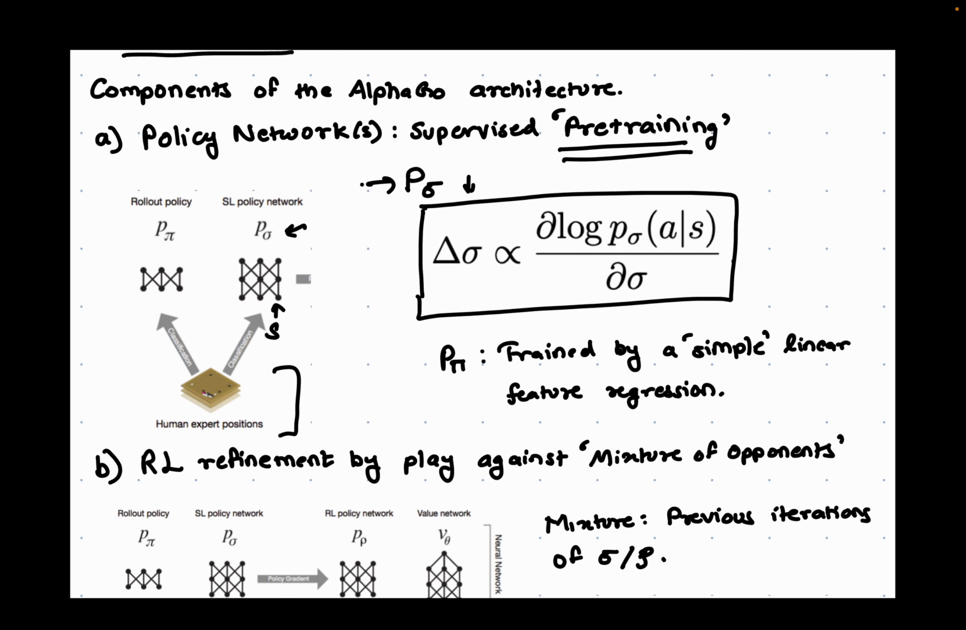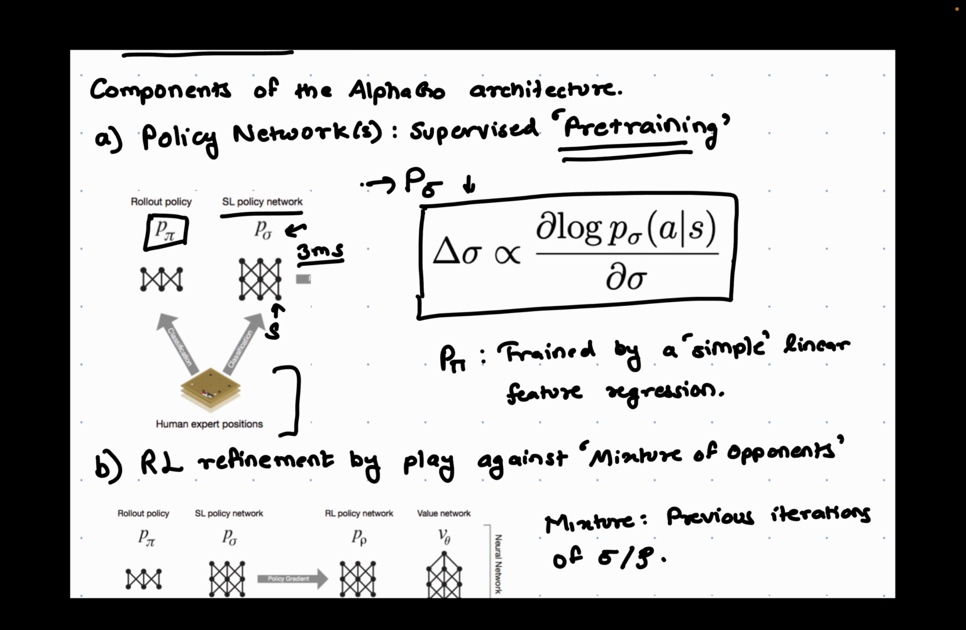Now there is another special policy, P pi, which is called a rollout policy. Since this P sigma policy is a neural network, it takes some time to execute. It takes about 3 microseconds on a reasonable GPU to calculate what the next action is going to be. So for one of the components of the architecture, the Monte Carlo tree search, you need a faster policy. So they also train what they call a rollout policy.